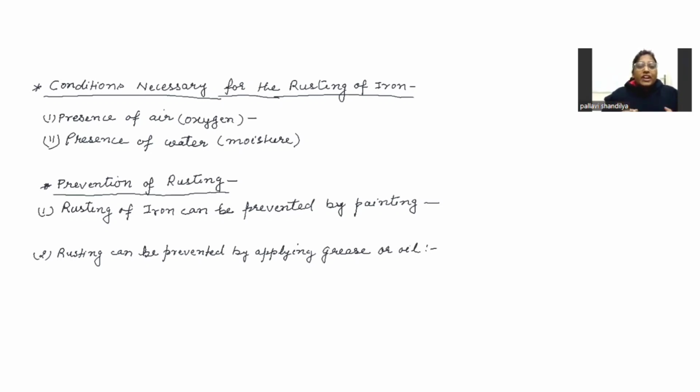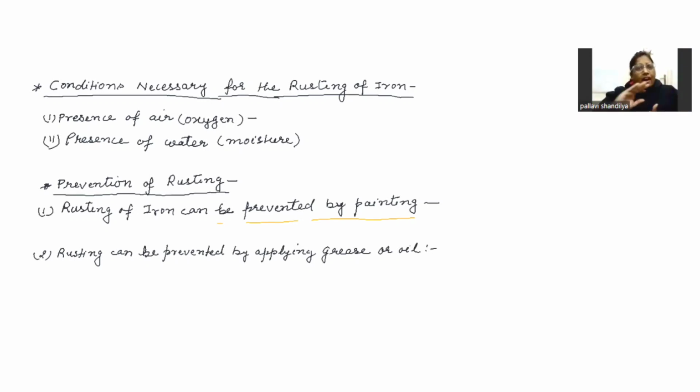So how can we prevent rusting? We are going to learn the ways by which we can prevent rusting. Okay, so let us start. We are going to discuss the first point by which we can prevent rusting. So what is that? Rusting of iron can be prevented by painting. A layer of paint should be applied on the surface of iron.